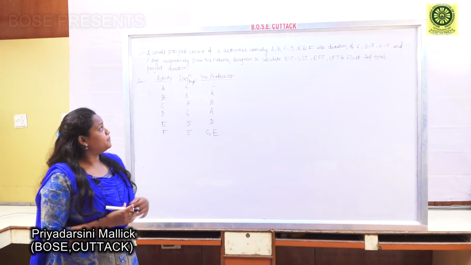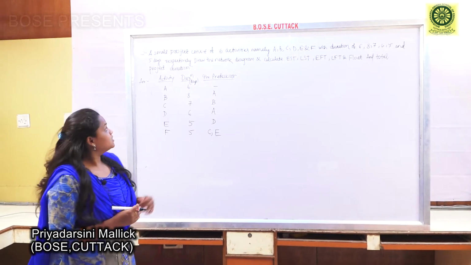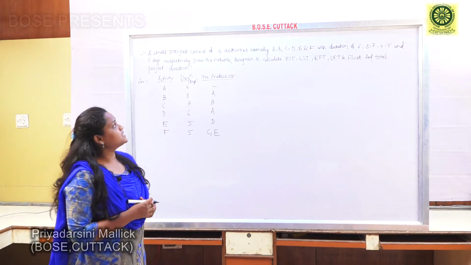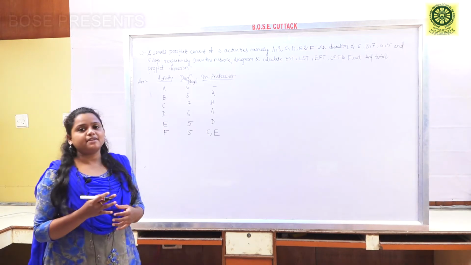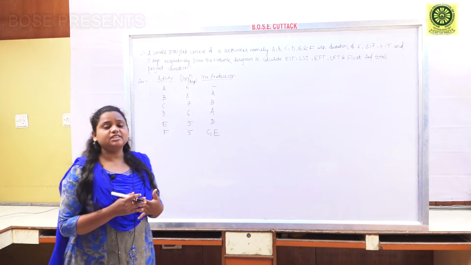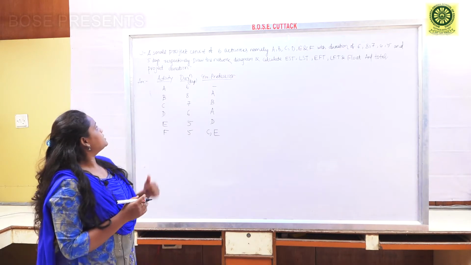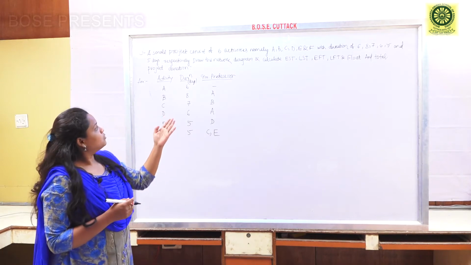Solve a problem regarding network diagram. So this is the question. A small project consists of 6 activities, namely A, B, C, D, E and F, with durations 6, 8, 7, 5, 6 and 5 days respectively. Then what do we have to calculate?